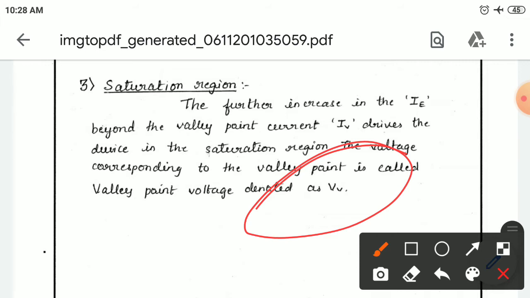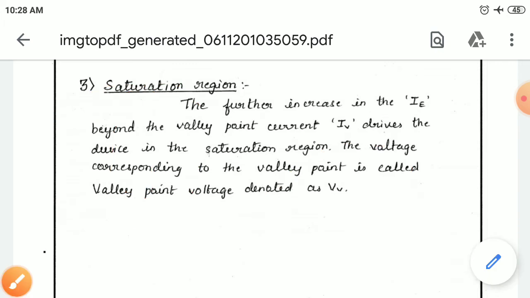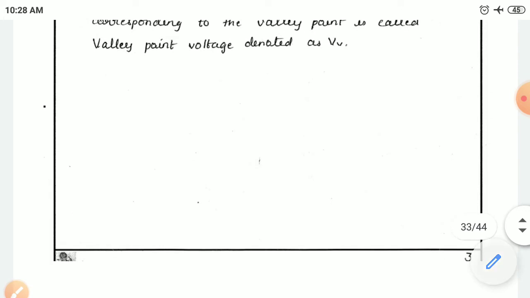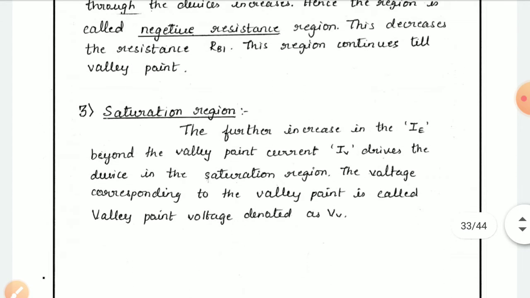Because of this emitter current, your device will move to the saturation mode of operation. The voltage at that particular valley point is called the valley point voltage, denoted as VV. The point at which this happens is called the valley point. So these are the three regions of operation of UniJunction transistors.